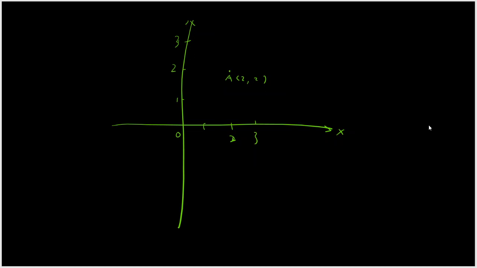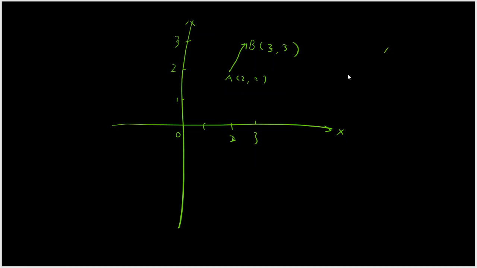Now let's say you have another point, the terminal point. Let's say it's B. B has x coordinate of 3 and y coordinate of 3. A is the initial point of the vector, B is the terminal point of the vector. So these two points determine a vector. Now let's say the vector from A to B.